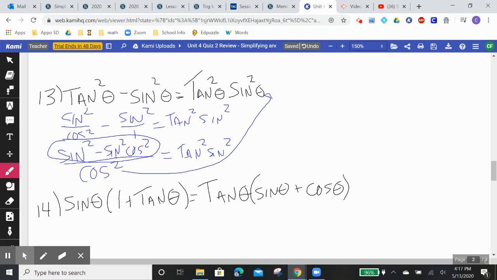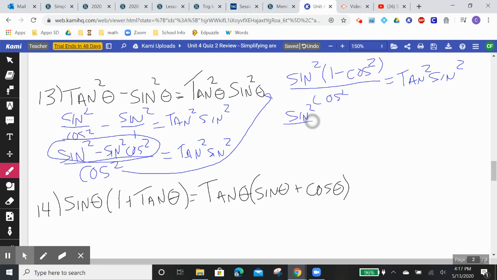Let me show you this. So when I do that, I could factor out a sine squared from both terms in the numerator to get 1 minus cosine squared all over cosine squared. That should equal tan squared sine squared. So now if I look at this, what I can do in looking at my answer, I could separate, now this is multiplication, you can still do this. I could do sine squared times cosine squared.